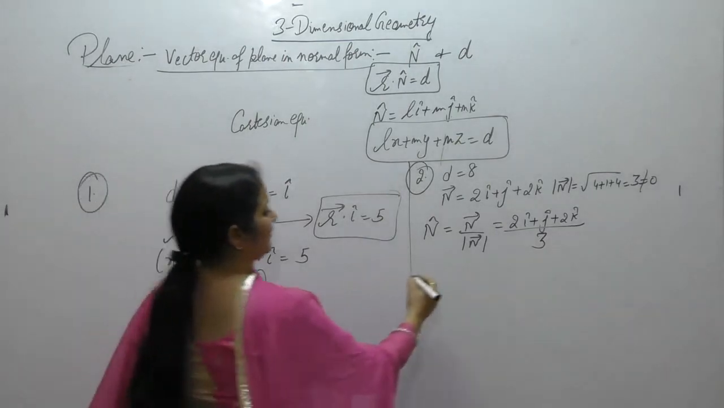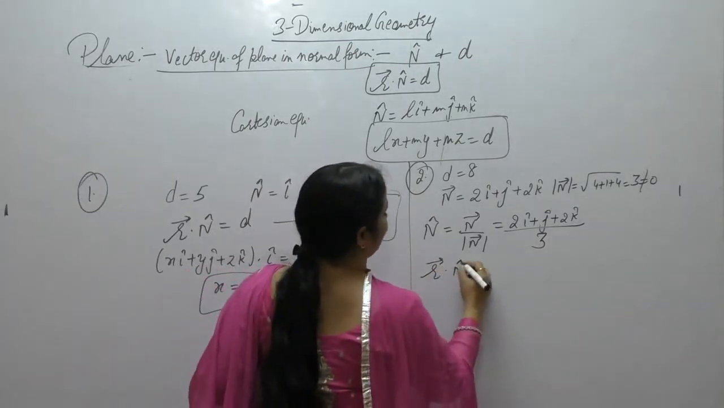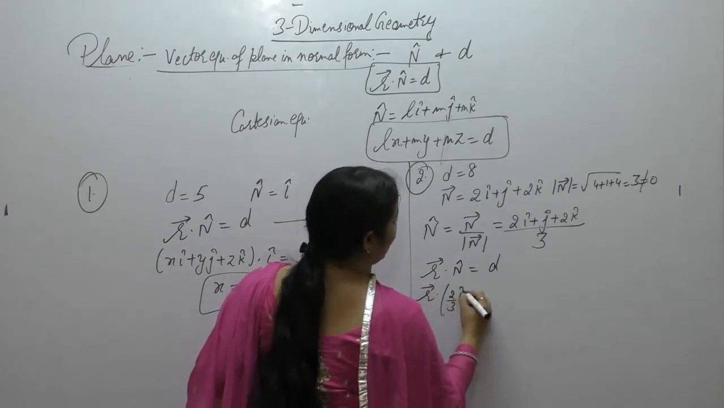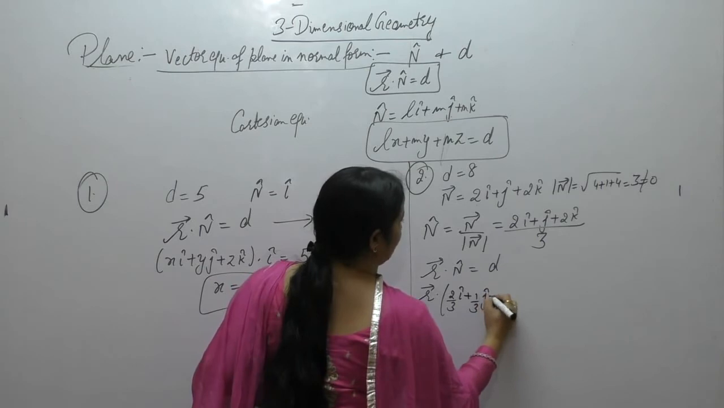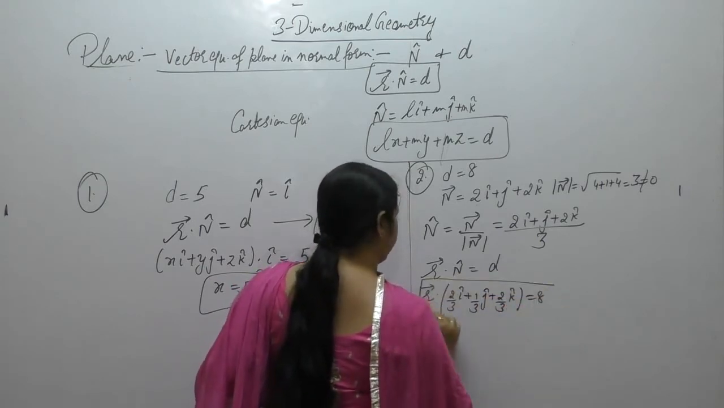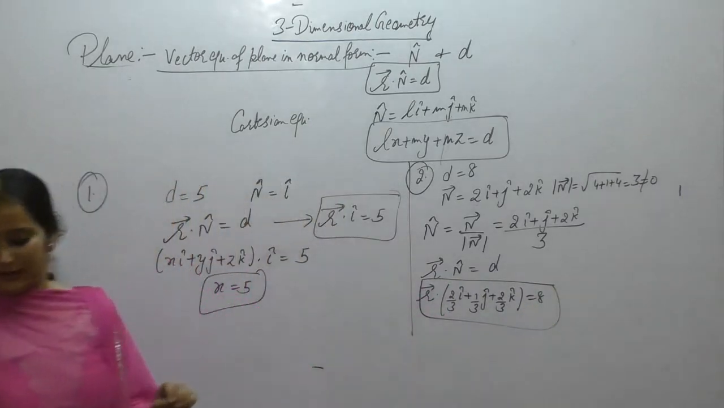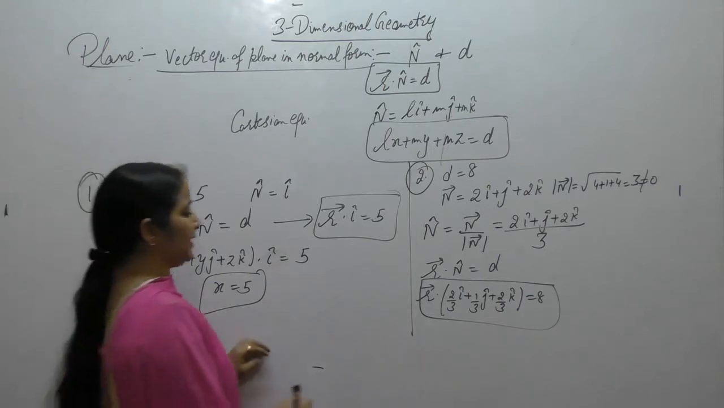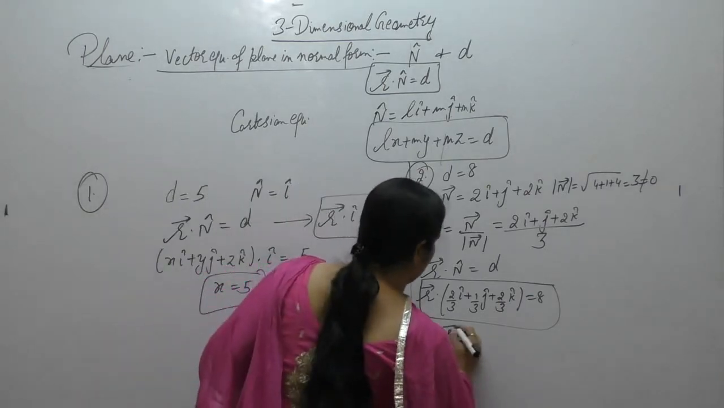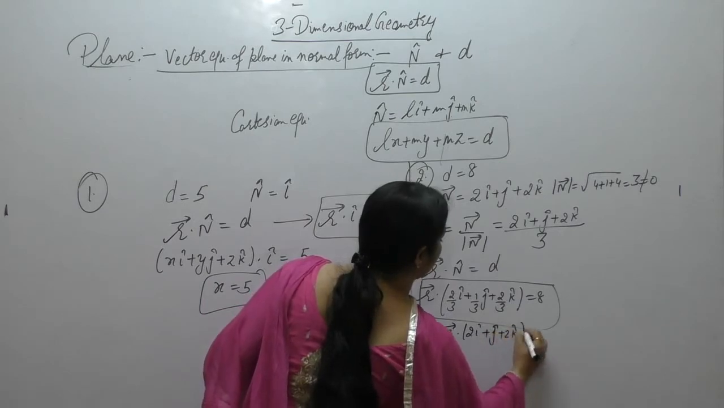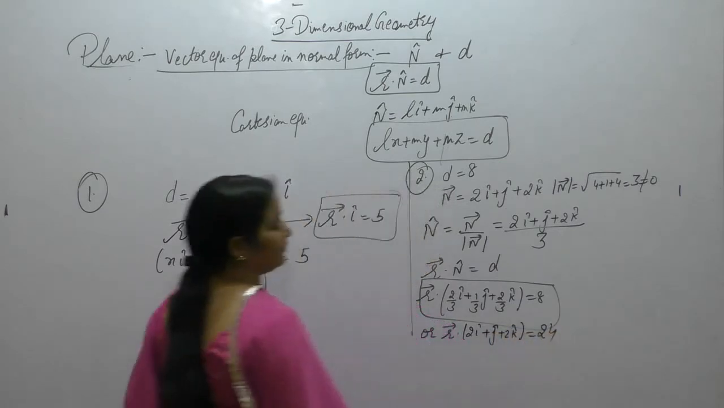Now, r vector dot n cap equals d. So, r vector dot 2 by 3 i plus 1 by 3 j plus 2 by 3 k equals 8. So, this is the vector equation of the plane in the normal form. Or we can write it as r vector dot 2i plus j plus 2k equals 8 into 3, which is 24.